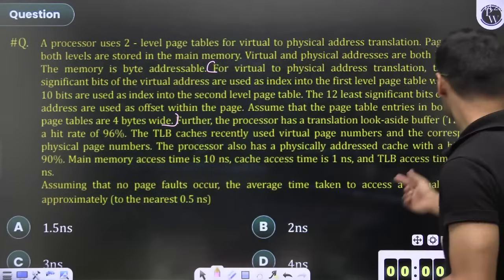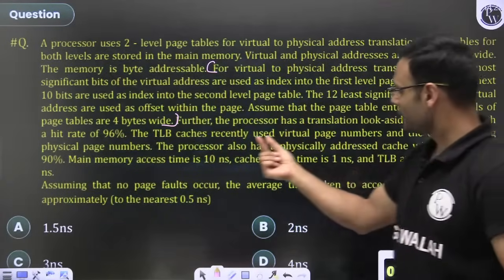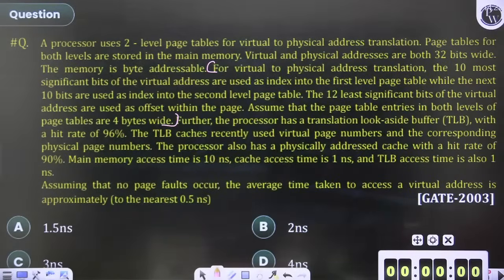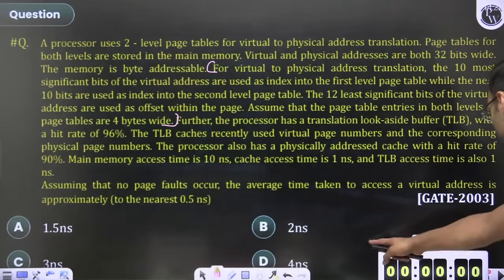Cache hit rate of 90%, main memory access time 10 nanosecond, cache access time 1 nanosecond, TLB access time is also 1 nanosecond. Assume no page fault occurs. The average time taken to access a virtual address is how much? Average memory access time is asked here.